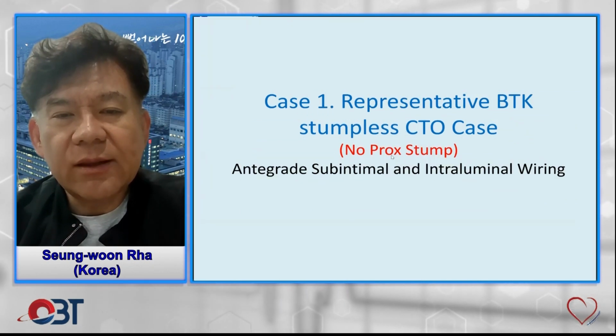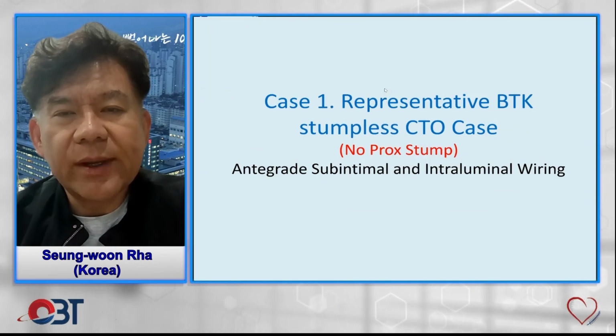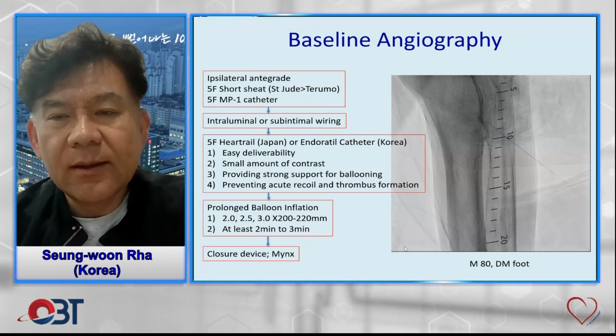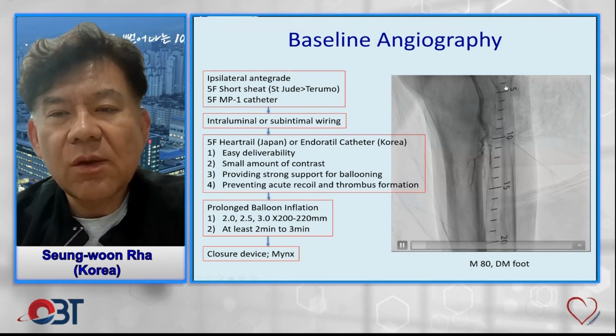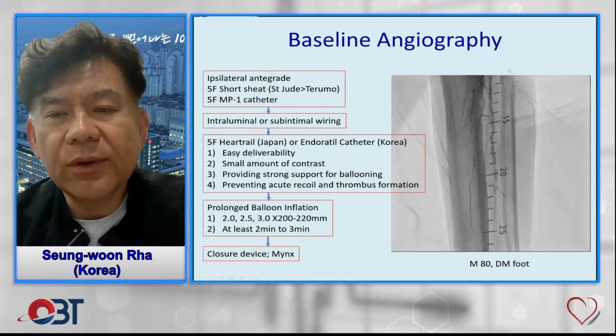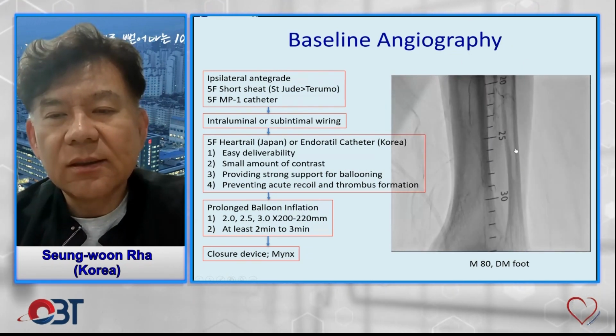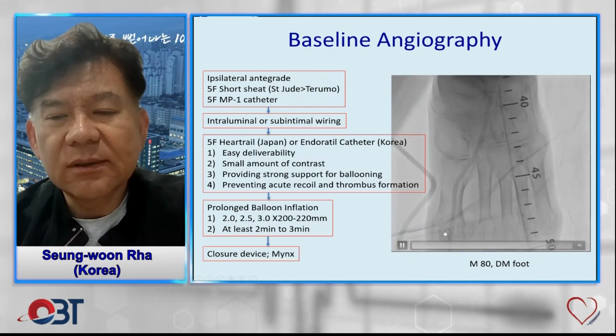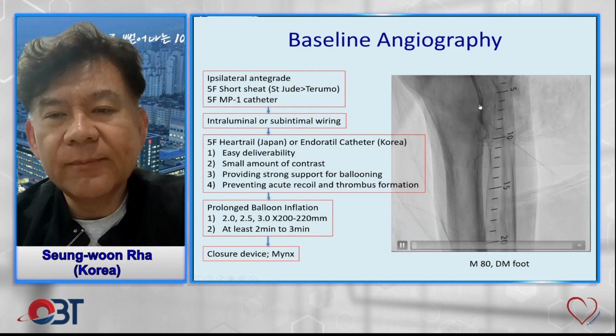So this is a case with no stump area. This is one representative case. As you can see here, this is a total stumpless, proximal stumpless, only the peroneal artery remained. No definite distal stump, nothing left. Critical limb ischemia. You can see here.